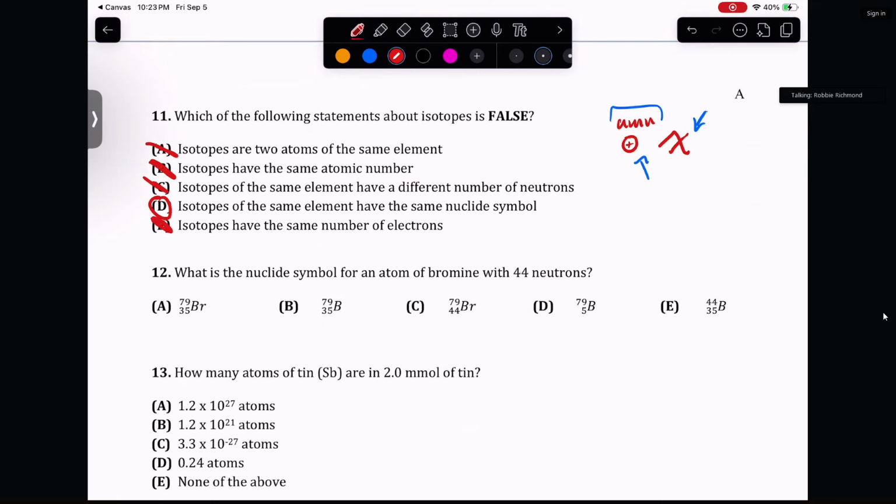Cool. What is the nuclide symbol for an atom of bromine with 44 neutrons? First off, bromine is one of the things that we just learned. So any of the B, which is boron, that's automatically wrong. So we're already left with two answer choices. And remember, we don't even have to compute the amount of protons here, because look, we're given 44 neutrons. I see 44 on the bottom where protons should be. This answer choice is automatically wrong. And it should be answer choice A, but let's confirm that.